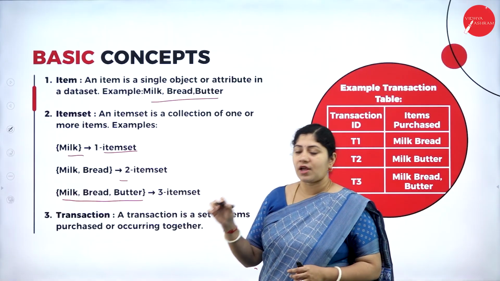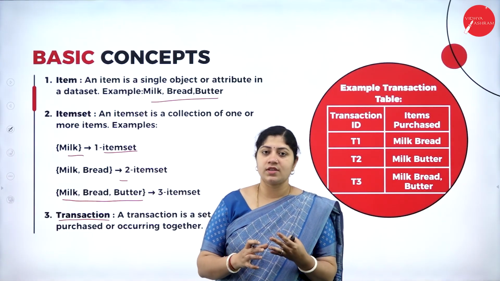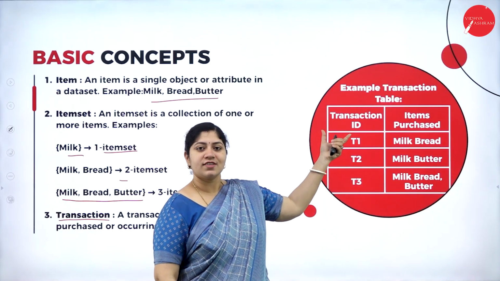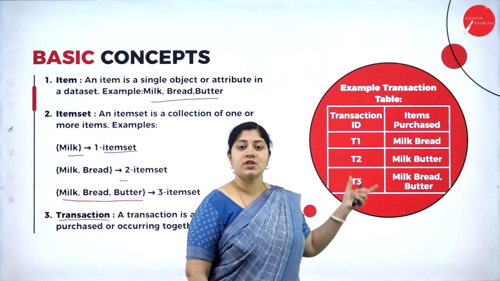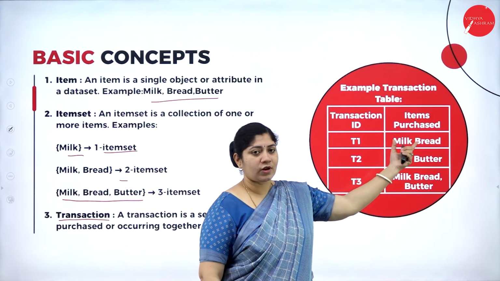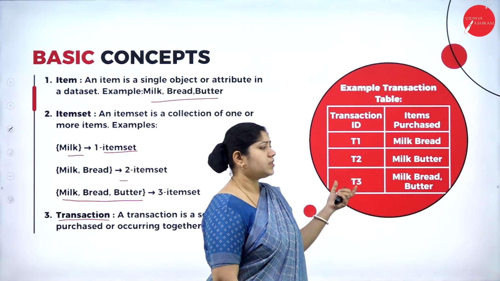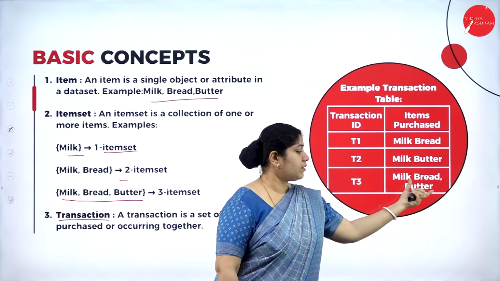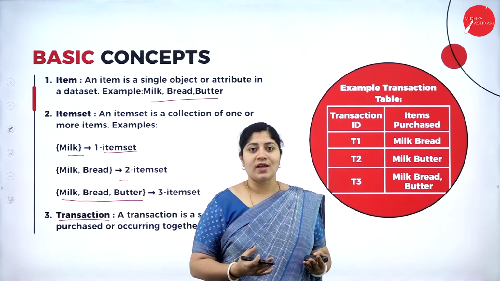The next concept is a transaction. A transaction is a set of items that is bought together or occurs together. Let's see an example of a transaction. If we consider the transaction ID and the items, we can describe it using a table where the transaction ID is T1 and the items purchased are milk and bread. Then the second transaction is the purchase of milk with butter, and the third transaction is the purchase of milk, bread, butter. So this is how a table is created, and it can be called a transaction.